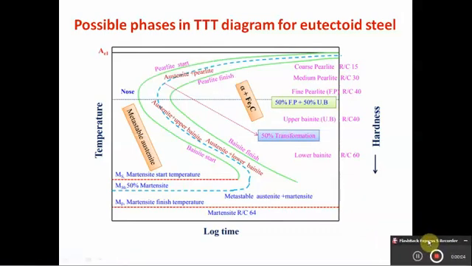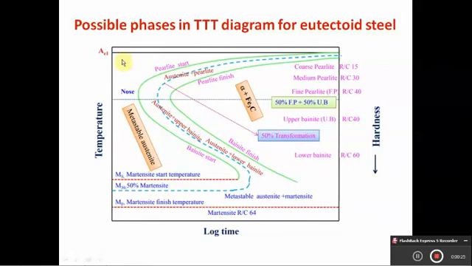Hello friends, today we will study the TTT diagram for eutectoid steel. As discussed earlier, we have studied how to plot a TTT diagram by carrying out an experimental setup. So the final output of that experiment is a TTT diagram.